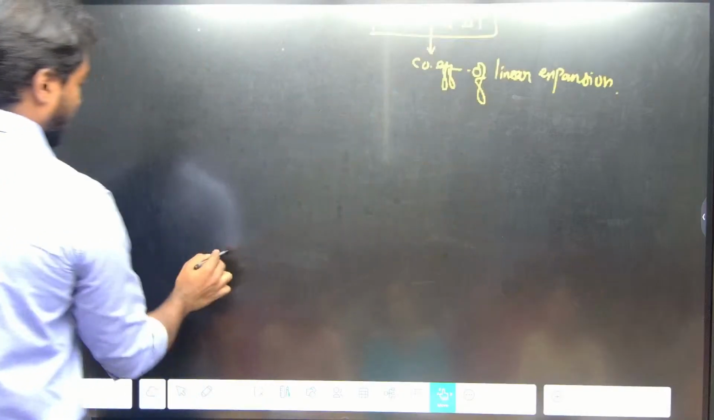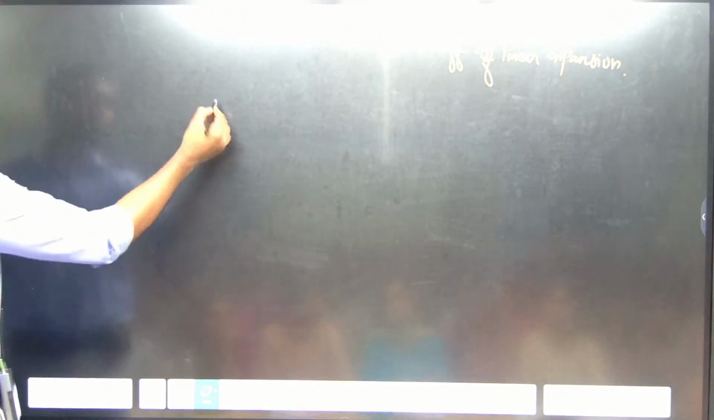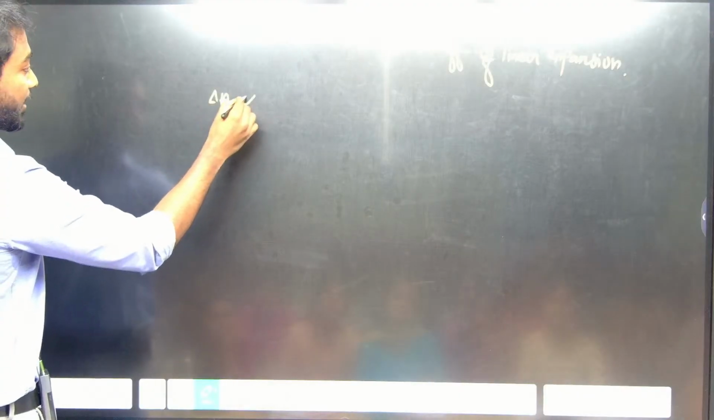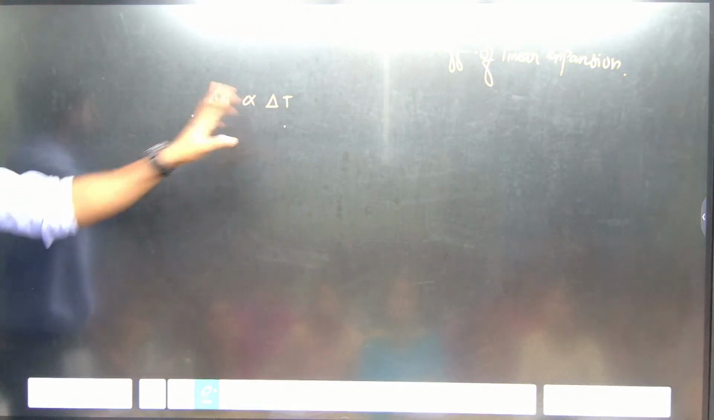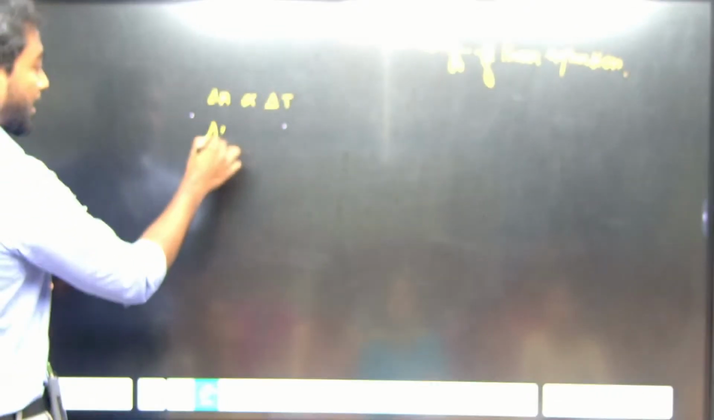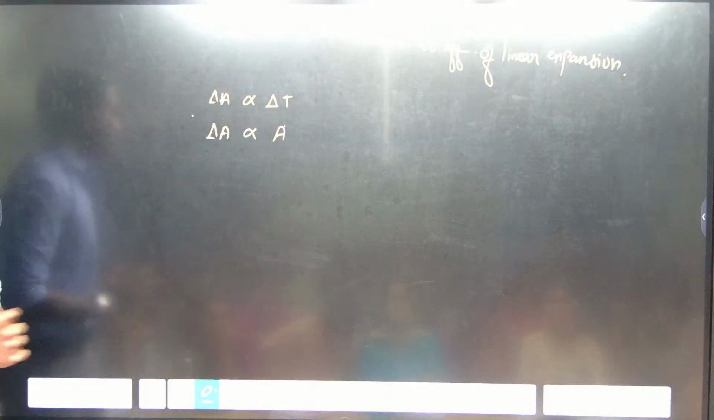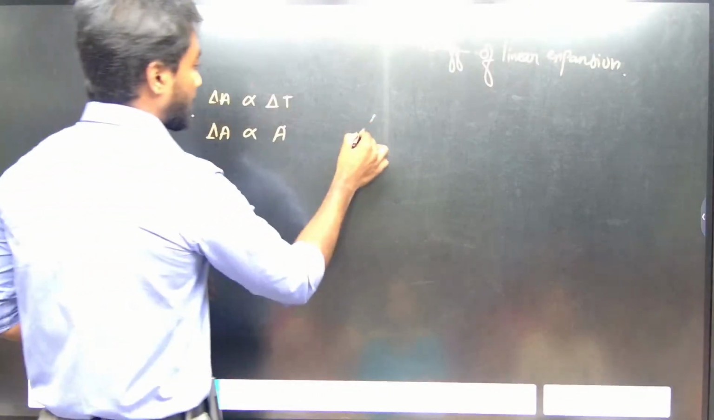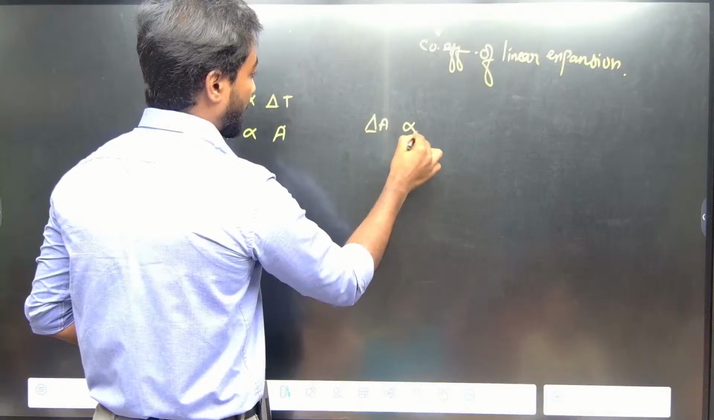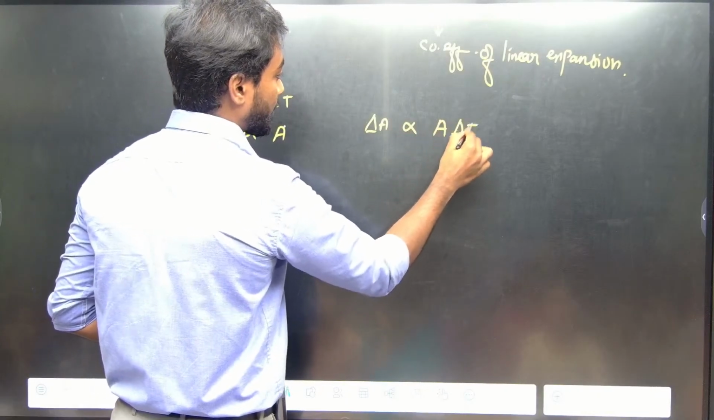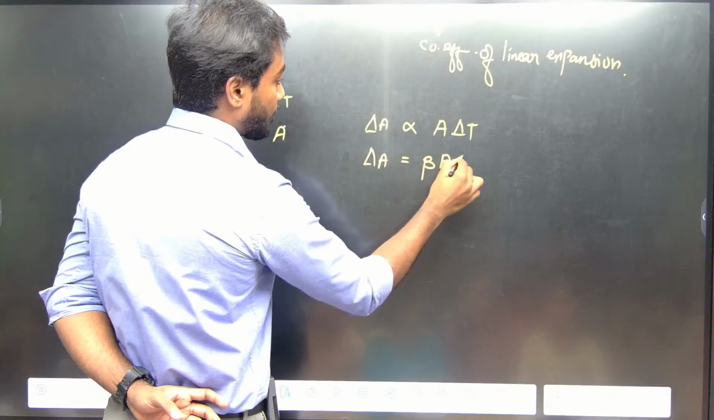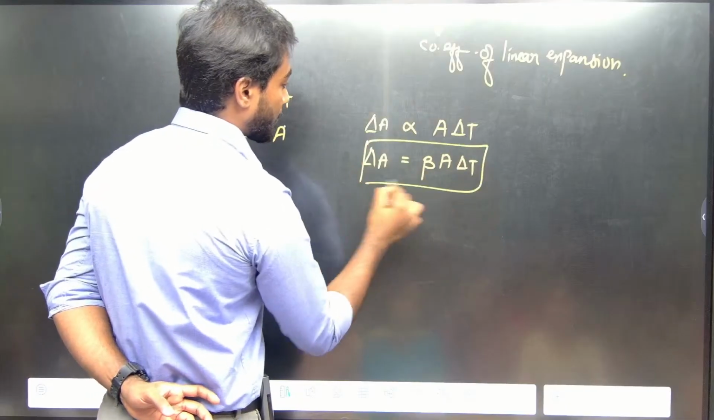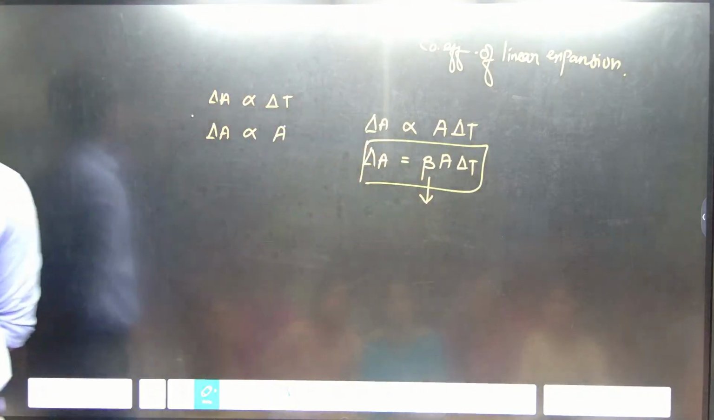Similarly, if I talk about area, delta A is directly proportional to delta T. Since delta L is directly proportional to delta T, then I can say A is also directly proportional to T. Similarly, delta A is directly proportional to A. If I combine both of them, delta A will be directly proportional to A and delta T. So to remove the proportionality, we are adding a constant called beta. So beta is nothing but the coefficient of areal expansion.